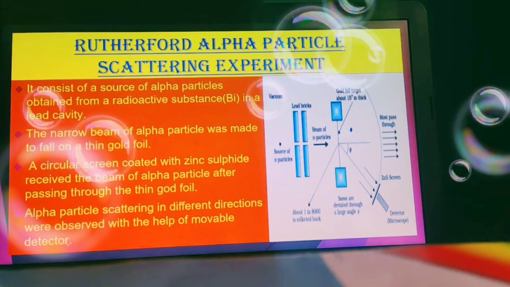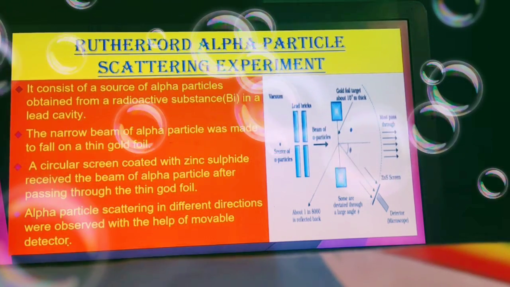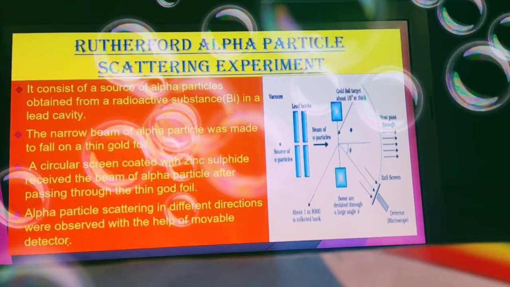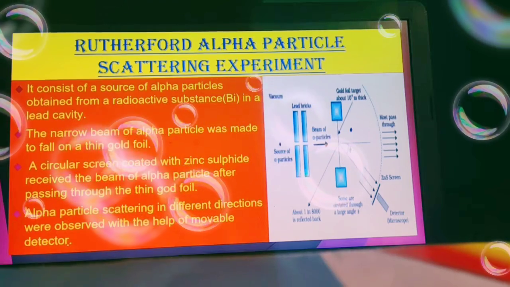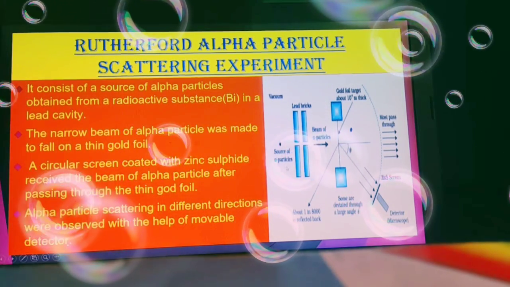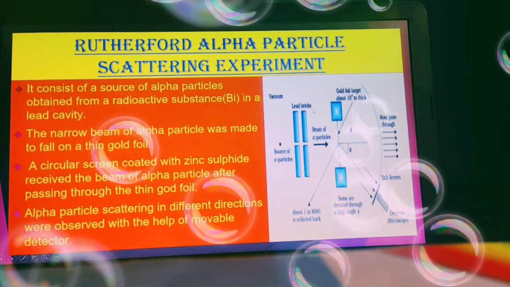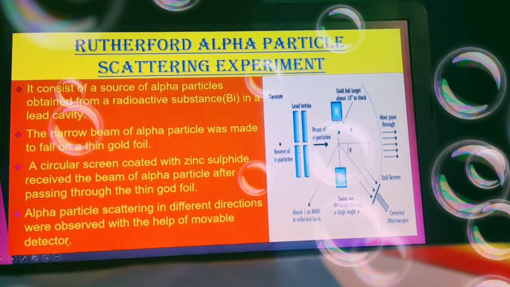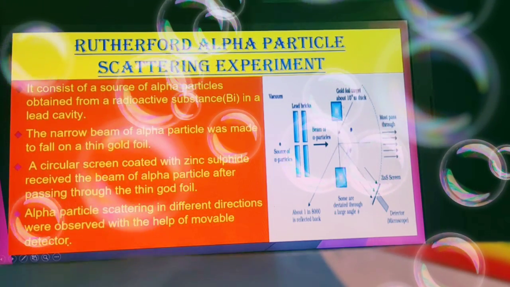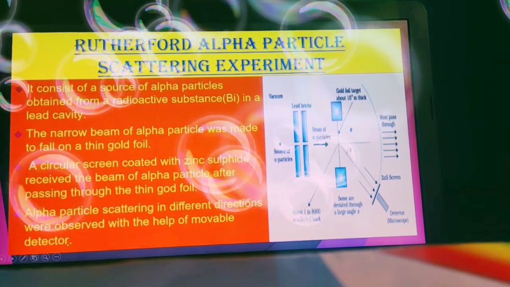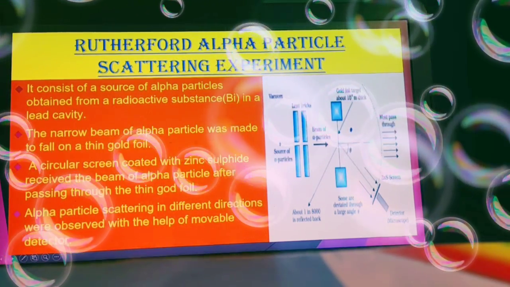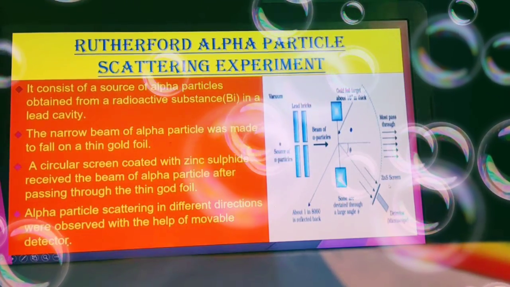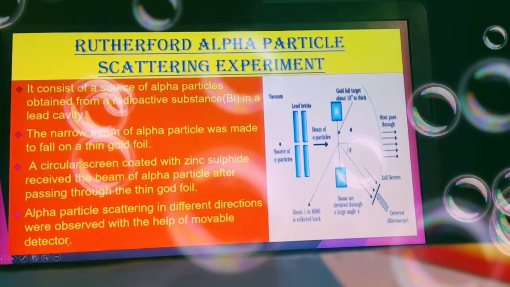Then next one is Rutherford alpha particle scattering experiment. Look at the figure. One is source of alpha particle, lead bricks, gold foil, zinc sulfide screen, and microscope.